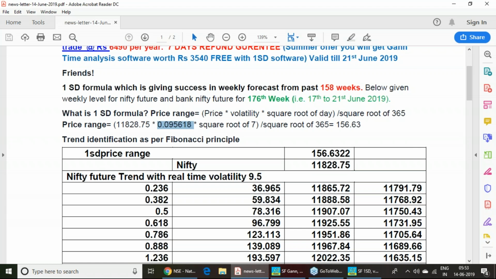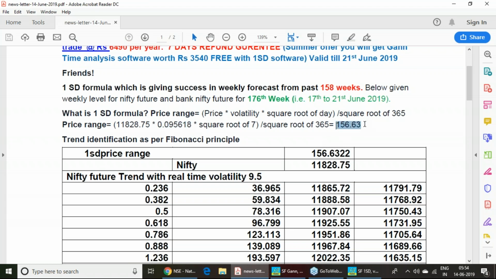So for the coming week, what will be the probable volatility? We have algorithmically calculated it through our software, and this is the result you have got. We are conveying that this volatility is going to hold in the coming week, from Monday to Friday. So if this is the volatility, then what will be the price range?